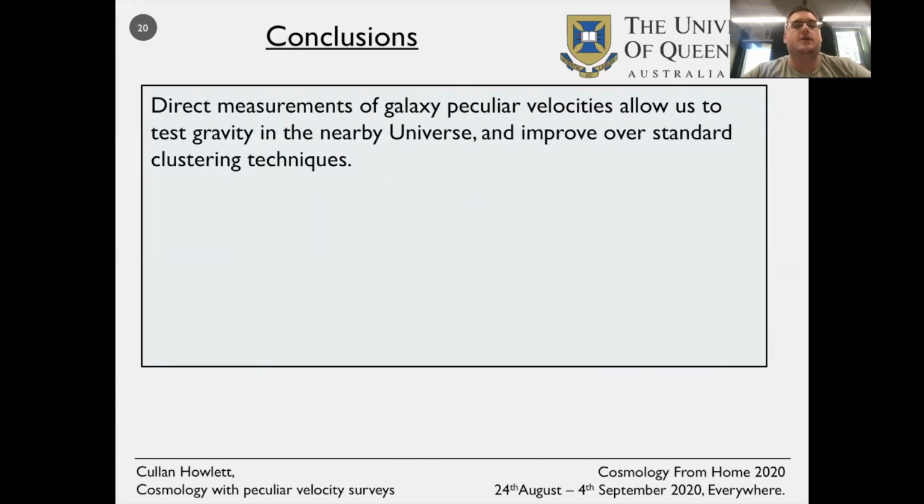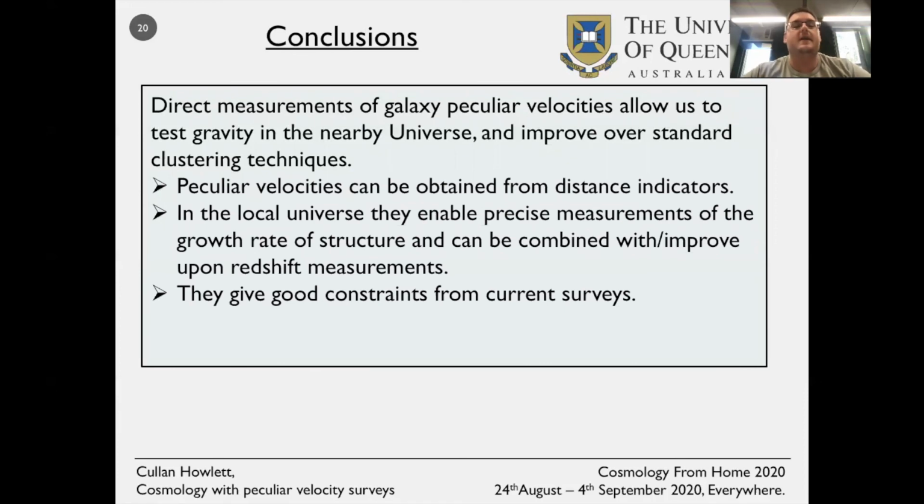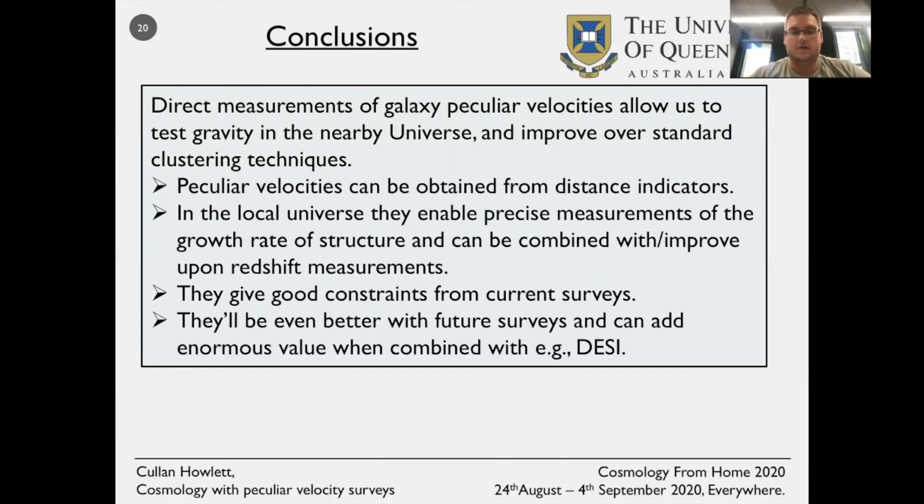So to conclude, I hope I've convinced you that direct measurements of galaxy pure velocities allow us to test gravity in the nearby universe and improve over standard clustering techniques. They are obtained from distance indicators such as Type 1a supernovae, Tully-Fisher relation, and fundamental plane. In the local universe, they enable some precise measurements of the growth rate of structure, and they can be combined with or improve upon redshift measurements. They give good constraints from current surveys, and they're going to be even better in the future, and will add enormous value when combined with things like DESI.